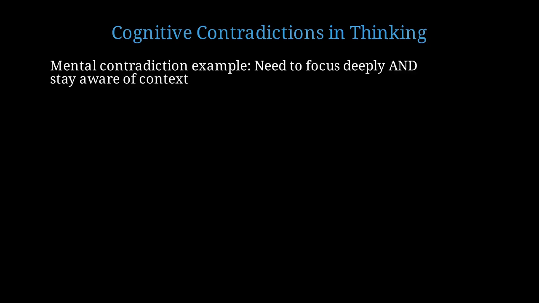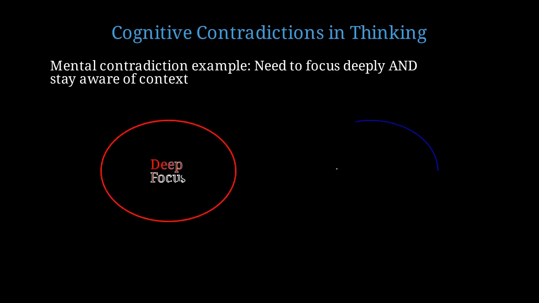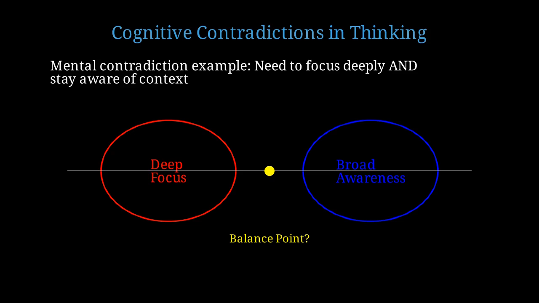Now let's apply this to cognitive processes. What do contradictions look like in our mental world? Consider this mental contradiction. To solve complex problems, we need deep focus on details, but we also need broad awareness of context. Focusing too narrowly causes tunnel vision, but thinking too broadly prevents deep analysis. This creates a cognitive contradiction. How do we resolve this without compromising either aspect? Traditional thinking says, find a balance point, but TRIZ offers more innovative solutions.